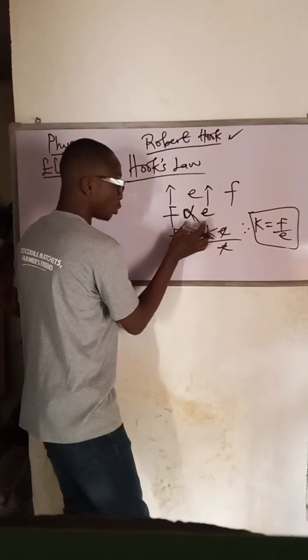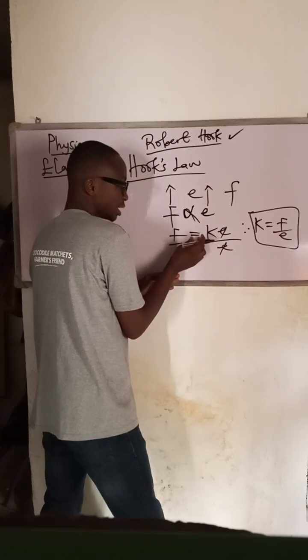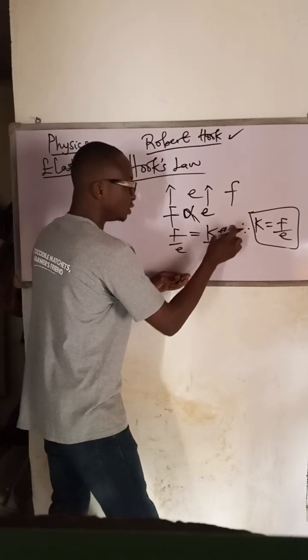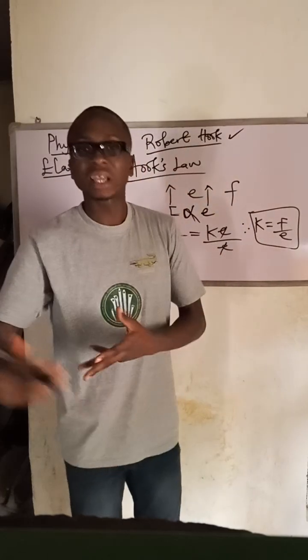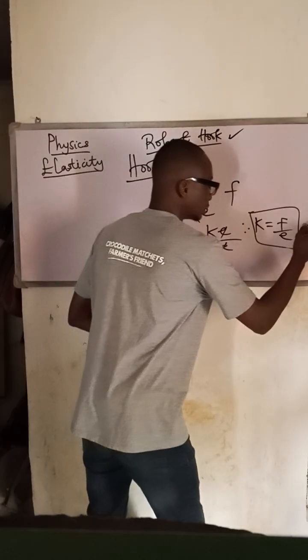And we are able to bring out the formula. F is directly proportional to E. Then we bring this equal to sign and introduce a constant K. For us to make K the subject, we divide both sides by E. And K is what we call the spring constant or the stiffness in some cases. Alright? So this is it.